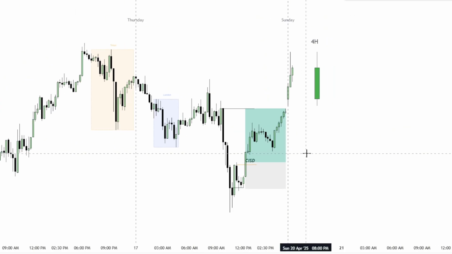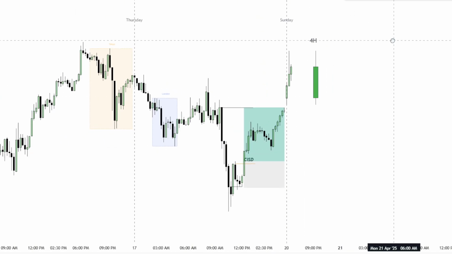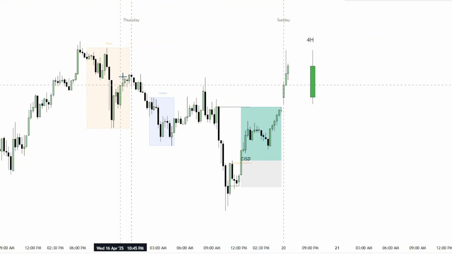So pretty much this is, I think, 7 examples or 6 examples of the 10 AM AMD model playing out and what I look for in different scenarios.